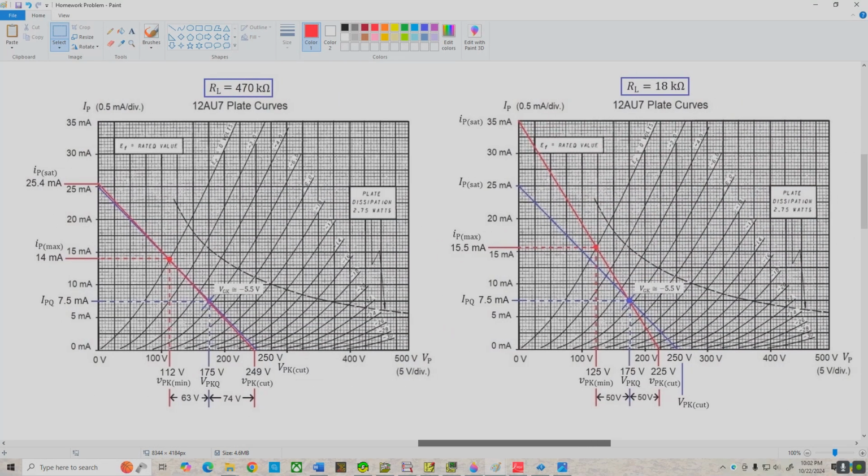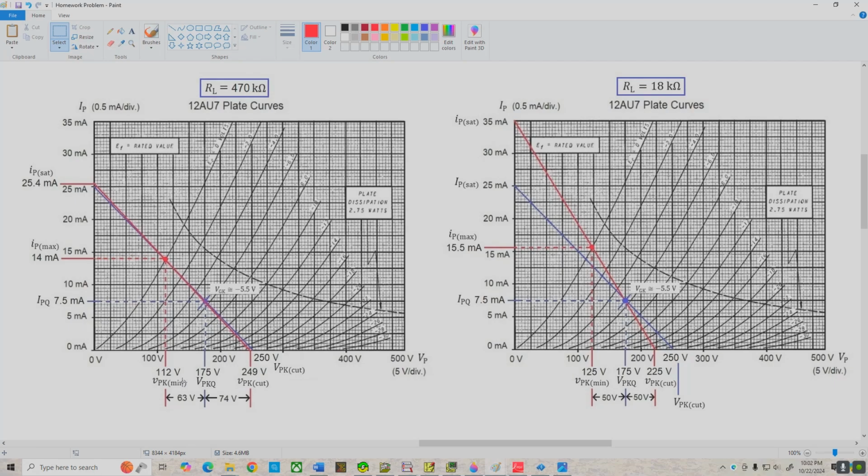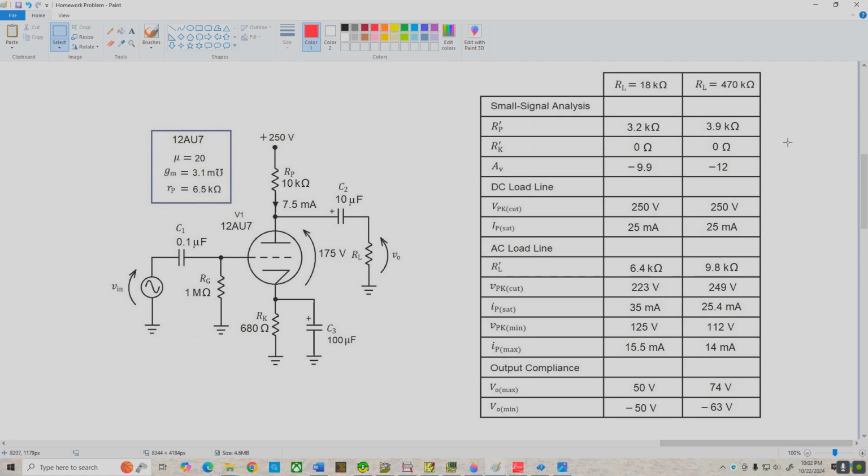And here we go. Now I've labeled all the pertinent voltages and currents, and because I love you guys, I also included the curves for the case where RL equals 18 k ohms, so you could compare them easily. Now let's go on over and we'll look at the tabulated values, and this matches up with the table that I presented at the outset of the problem statement. So the only thing left for us to do now is to take a look at the experimental results and see how they compare with these theoretical values.